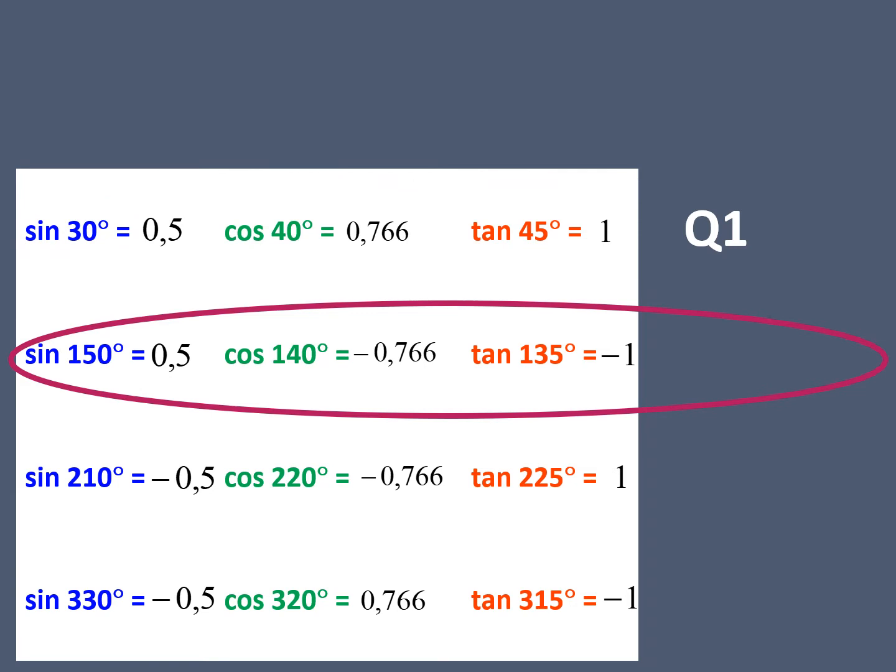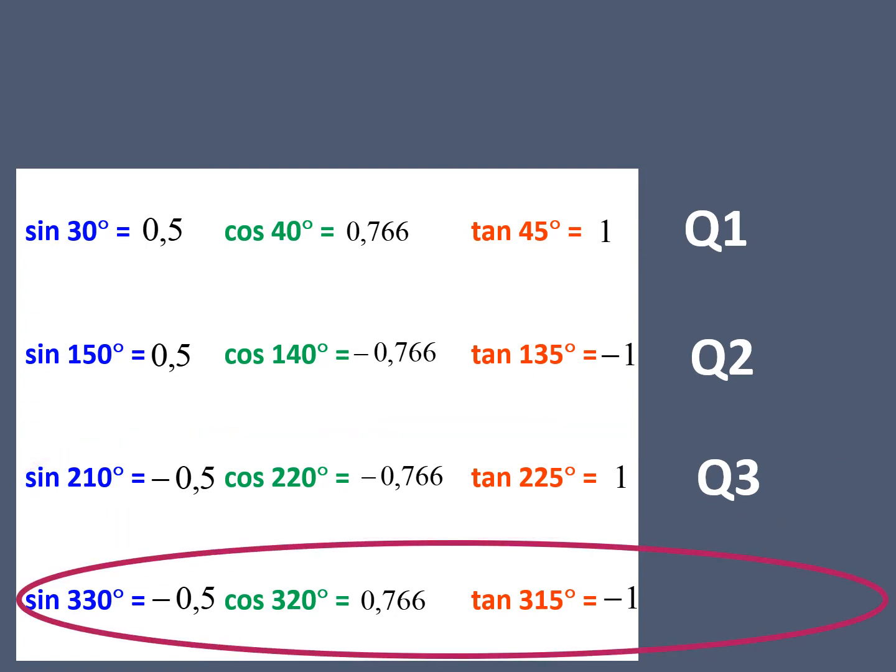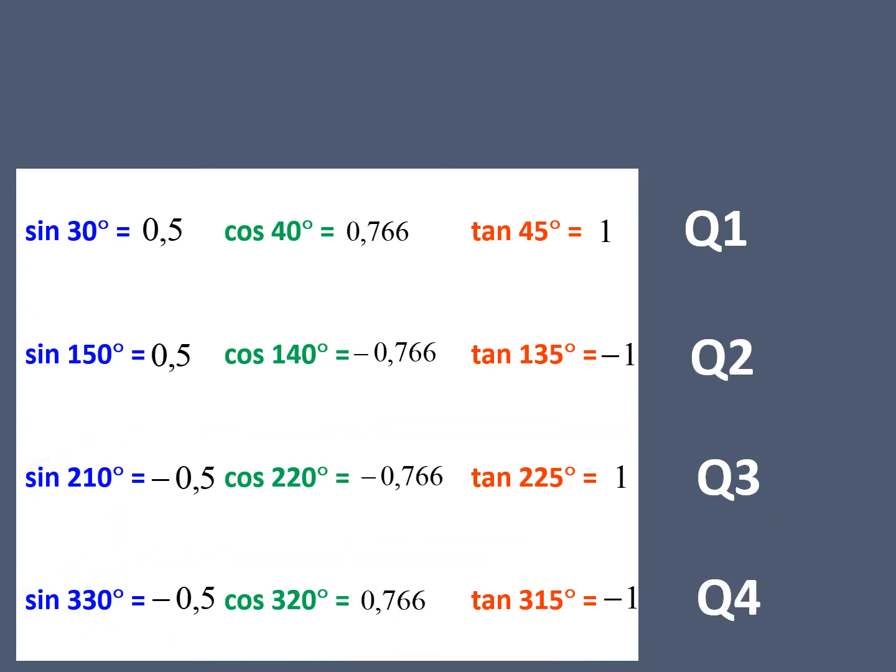The second row, 150 degrees, 140 degrees, and 135 degrees, are all in quadrant 2. In other words, between 90 and 180 degrees. The third row, 210, 220, and 225, all lie in the third quadrant, between 180 and 270. And the fourth row, 330, 320, and 315, all lie in quadrant 4, between 270 and 360.